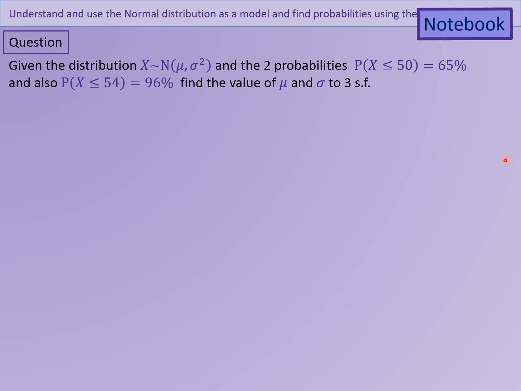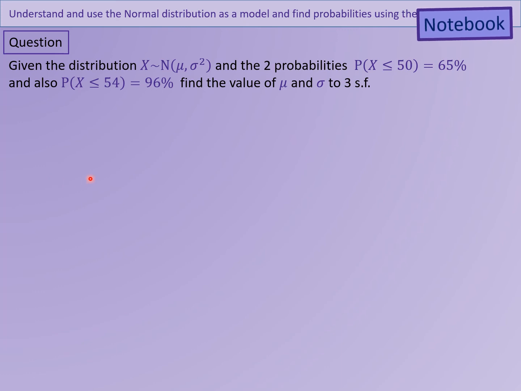Okay, so what we're going to look at is another question for your notebook. So we'll get that down. And hopefully you're realising very quickly when you're writing it down that this one's a little bit harder than previous ones because you haven't got a mean and you haven't got a standard deviation. What you do have is two pieces of data. So just while you're writing it down, then we'll talk about it. Okay, so pause it if you want to. So the two pieces of data we definitely got is we know that below 50 is 65%, but below 54 is 96%. So those two pieces of data are the only two pieces of data we got. And from those, hopefully, we can find out the mean and we can find out the standard deviation.